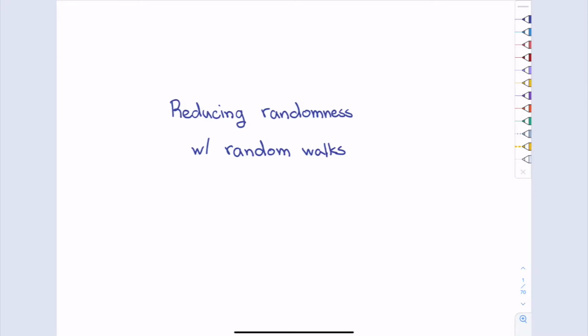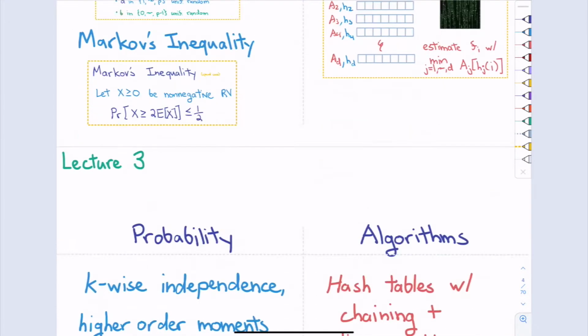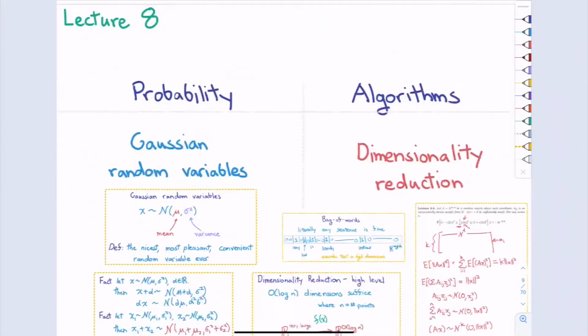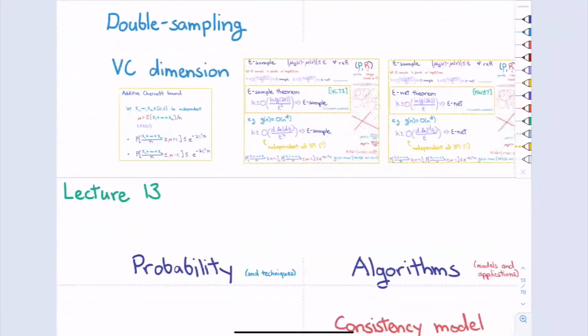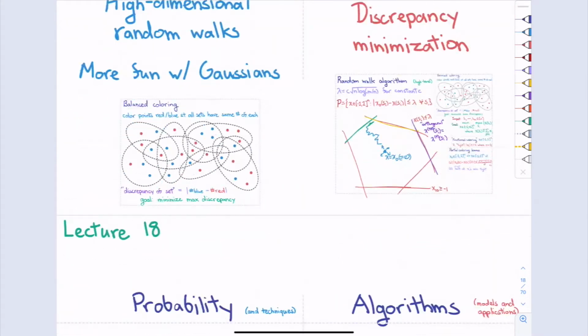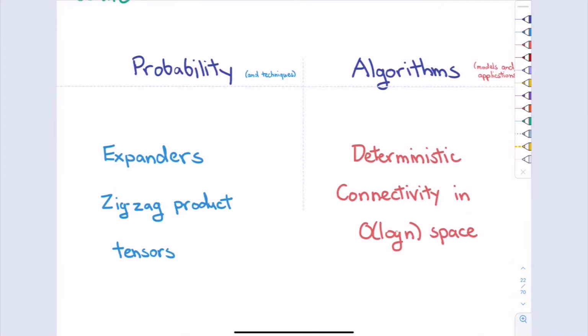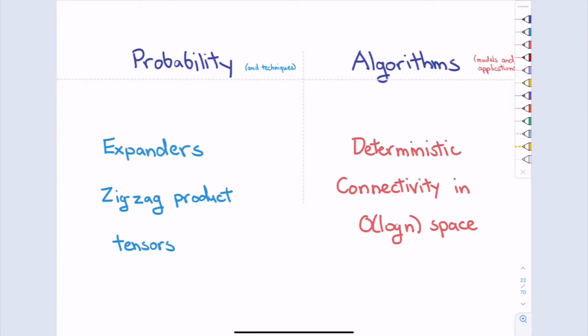Today's lecture is about reducing randomness with random walks. Of course, over the course of the semester, we've done all sorts of randomized algorithms. Once or twice, we actually talked about de-randomizing algorithms. We de-randomized some of those SAT algorithms early on. And last time, we talked about de-randomizing the connectivity algorithm.